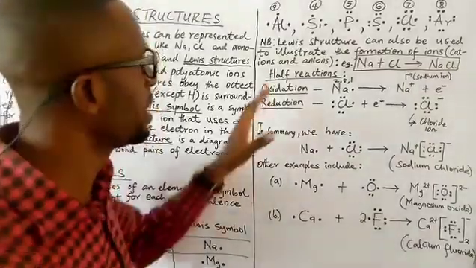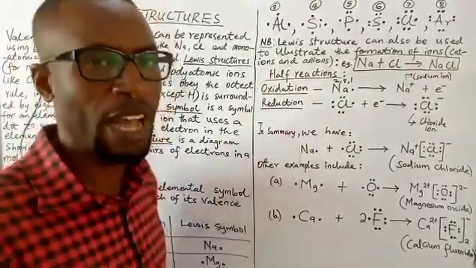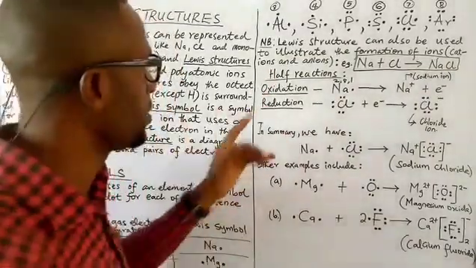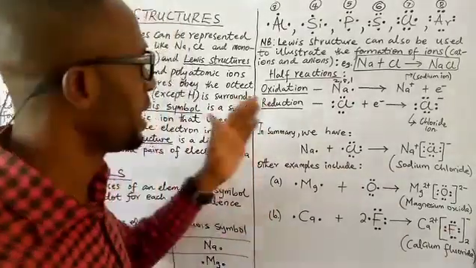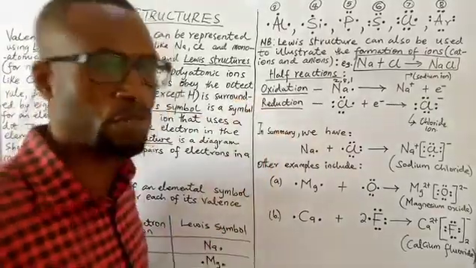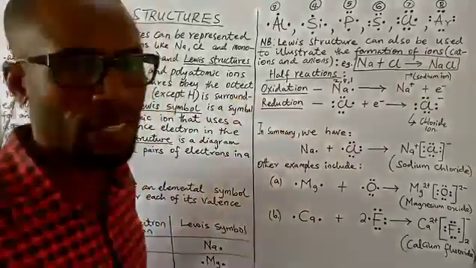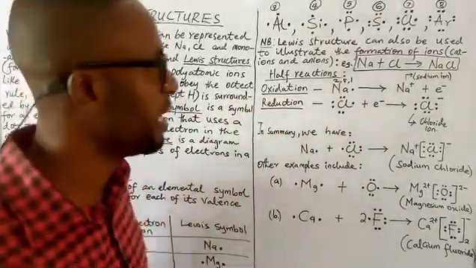Okay, so in what we call the half reactions, at one end of it we have the oxidation. Oxidation simply means the loss of an electron. At the other end of it we have reduction. Reduction simply means the what? The acceptance or gain of electron.